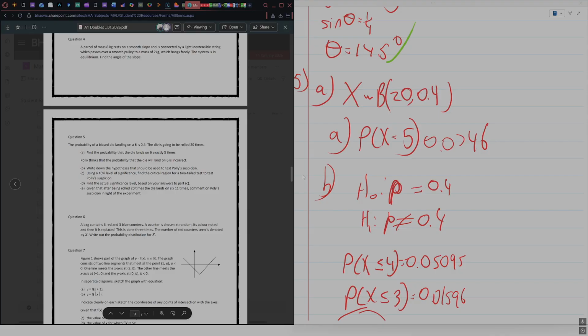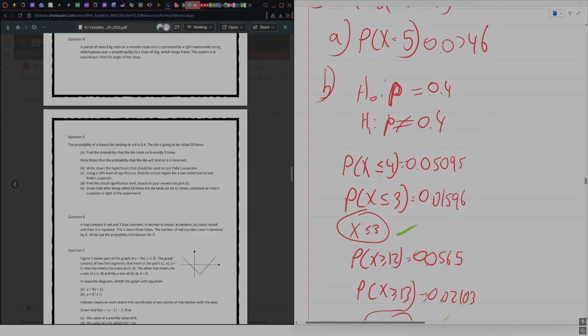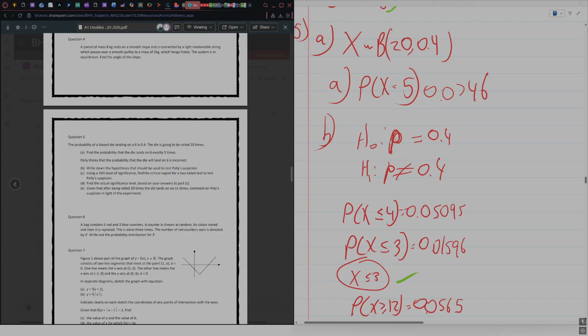So the hypotheses, I guess that's what you're supposed to say: the null hypothesis is p is equal to 0.4, and then because it says that it's incorrect, it doesn't say greater or less than, so it means that it's a two-tailed test, which means it's not equal to 0.4. It does say that here as well.